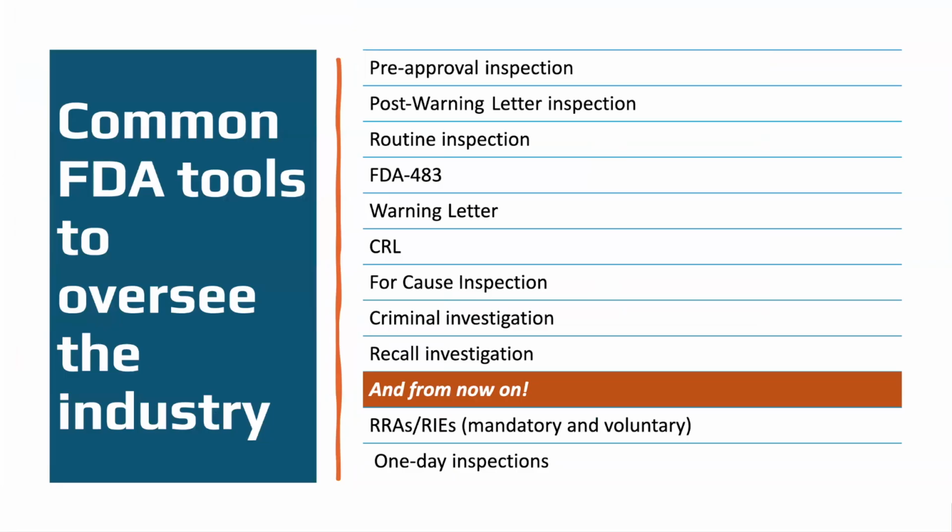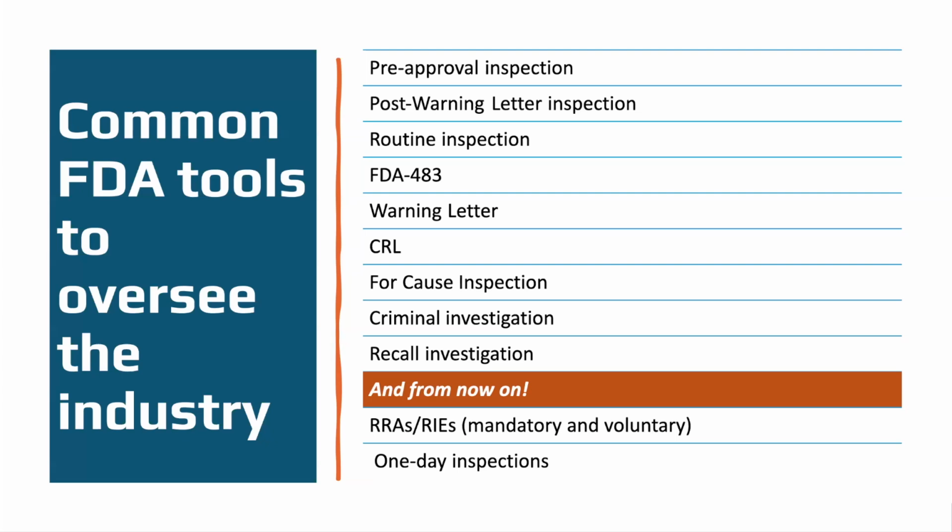So what are some of the common tools that the FDA uses to oversee, to monitor the industry? So you know the inspection, right? You could have a pre-approval inspection, in which case the FDA is going to look at two things that are important to them. One is any activities associated with the product that is under pre-approval inspection, and then the systems that support that product. So it's more of a targeted inspection, but of course it also looks into your system. So that is an inspection.